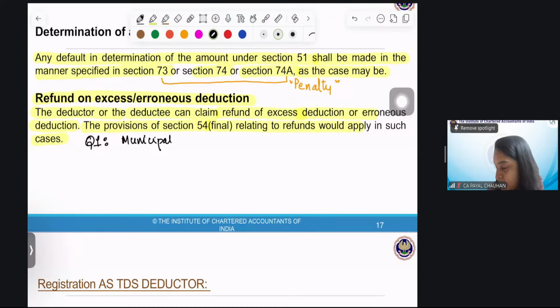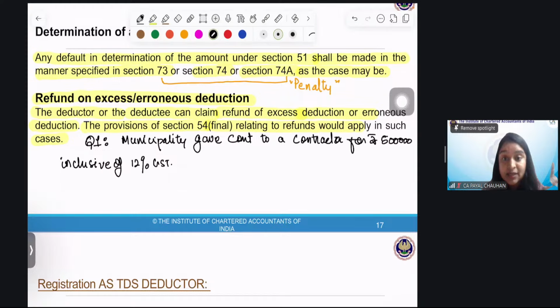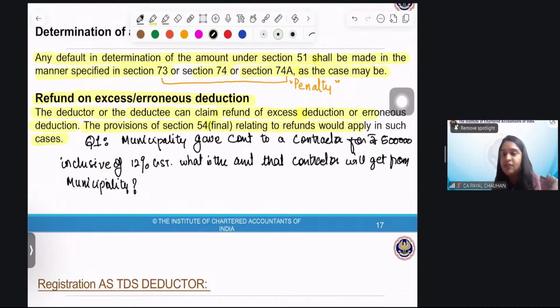A municipality gave a contract to a contractor for rupees 5 lakh, inclusive of 12% GST. Please read what I am asking. What is the amount that the contractor will get from the municipality? Now, tell me the answer. Take your calculator, solve it, and give me the answer.